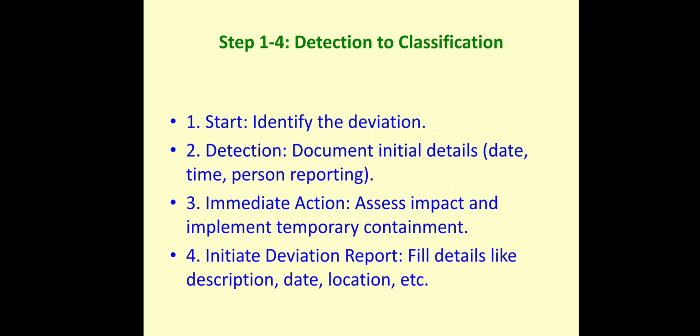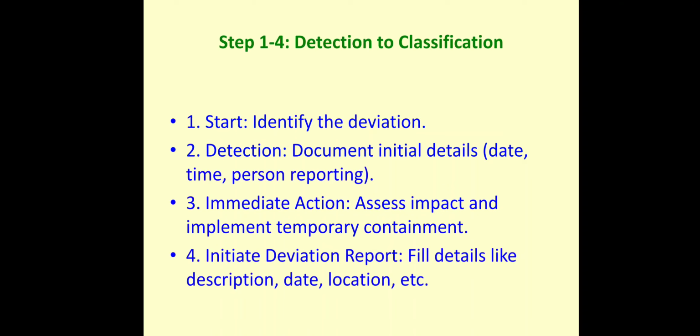Step 3 involves immediate action to assess the potential impact of the deviation on product quality, safety, or efficacy, and implementing temporary measures if required. It is just like immediate corrective actions. It is very important to take immediate action to counter the deviation.